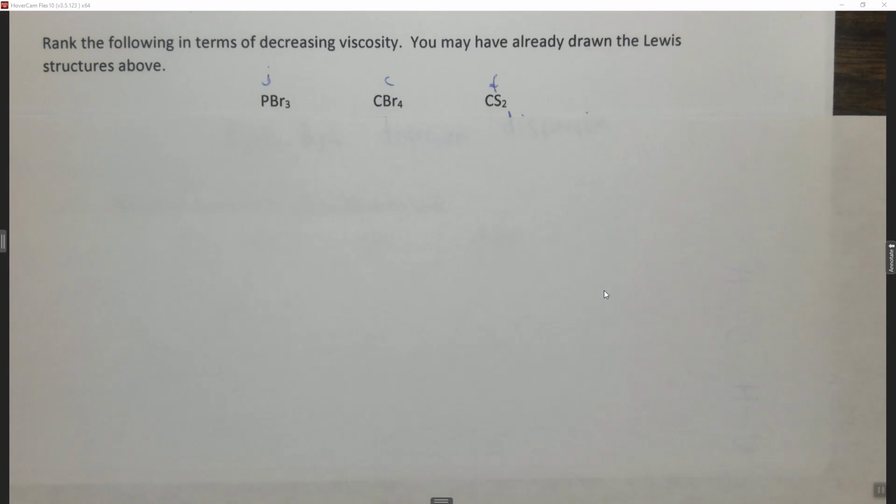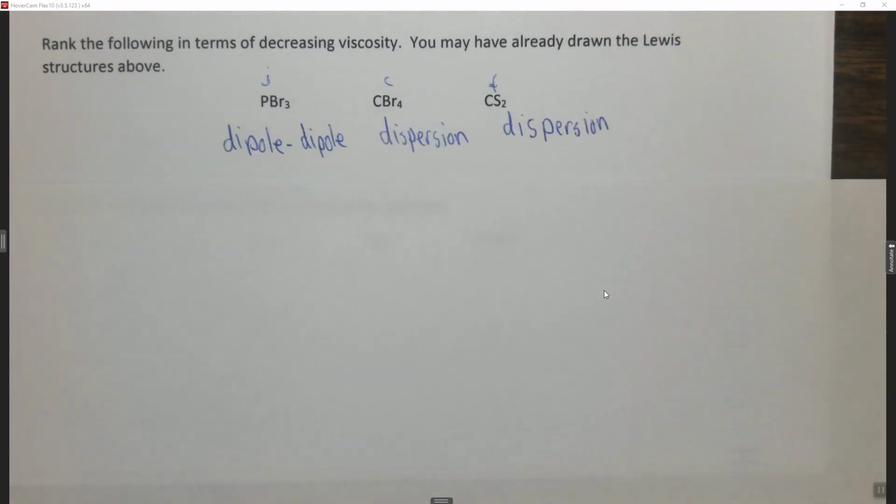All right, so if you haven't watched a couple questions ago, you should do that first. It says rank the following in terms of decreasing viscosity. And it says you may have already drawn the Lewis structures. So in question one, these are the letters. So we have these Lewis structures from question one, and we have their strongest intermolecular forces, which are now shown here.